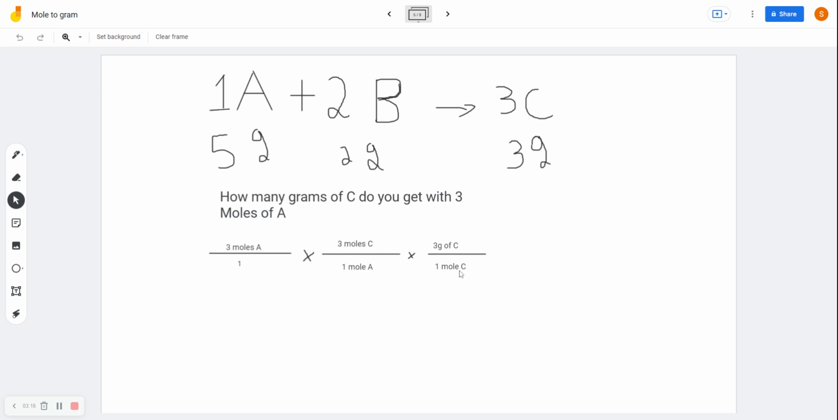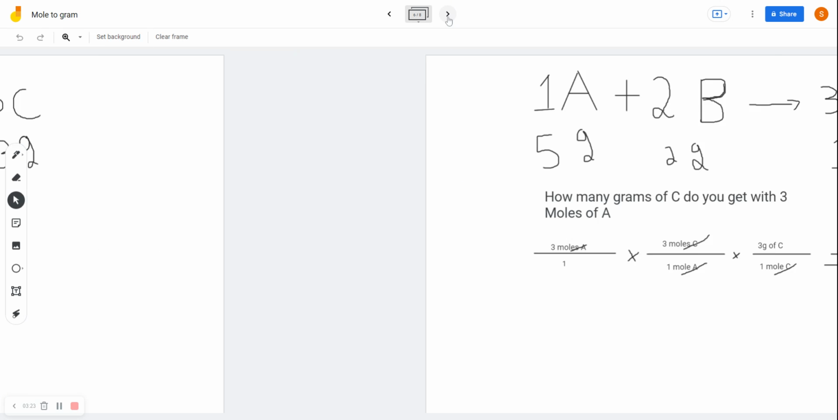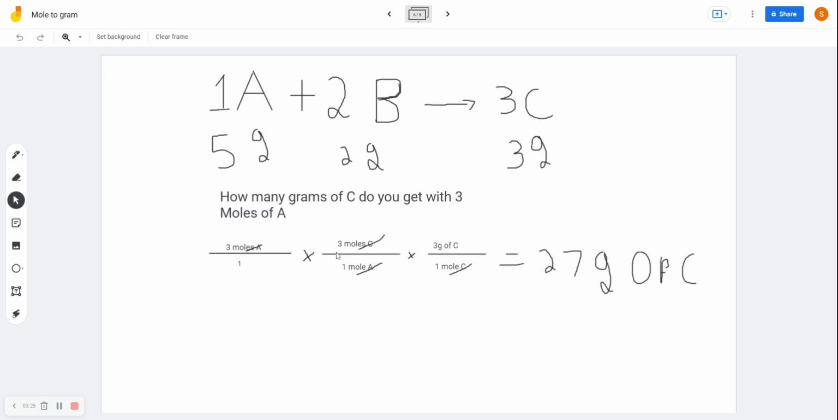We also do 1 mole of C over 3 grams of C, since that's equal to 1 mole, the molar mass. And then we just do dimensional analysis. These cancel, and we're just left with the 3 grams of C. We cross multiply, divide by the bottom, which is just 1, and we have 21 grams of C.